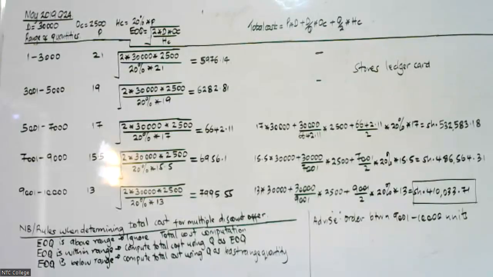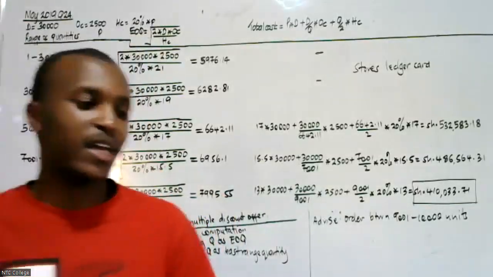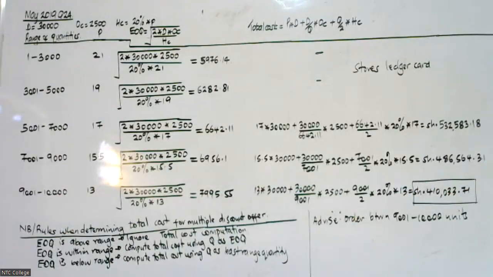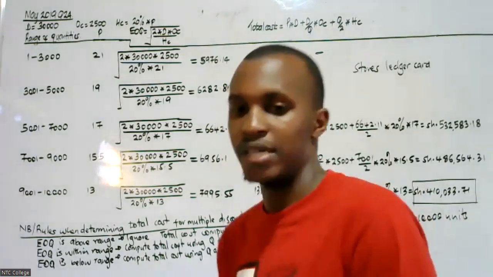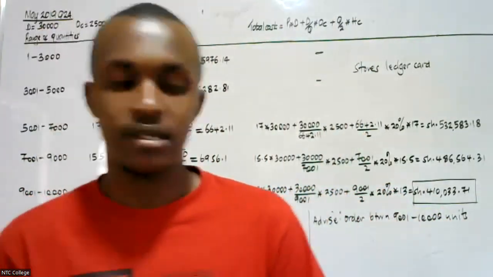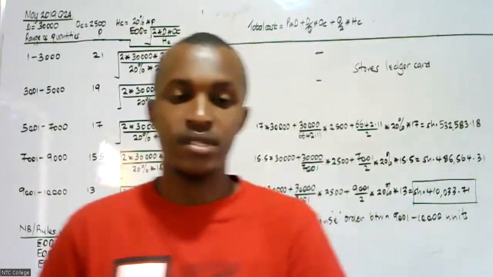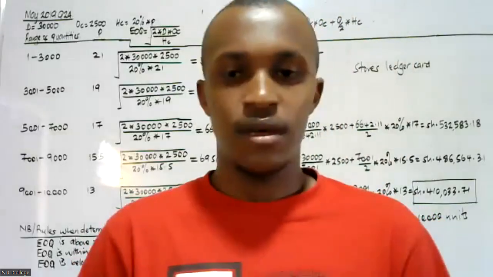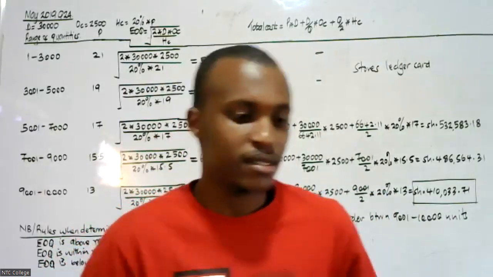Number one is receipts. Receipts include incomings of materials, e.g. purchases and return inwards. They are added to the balance.